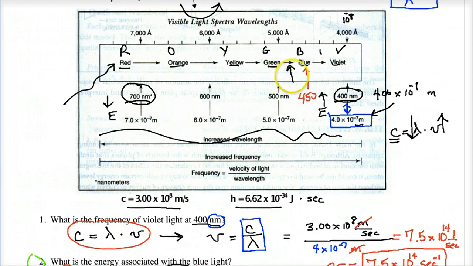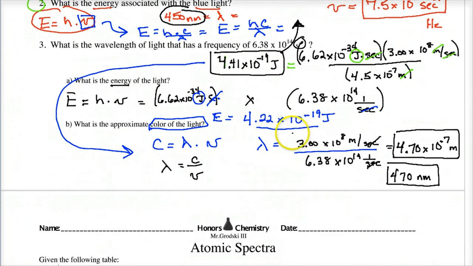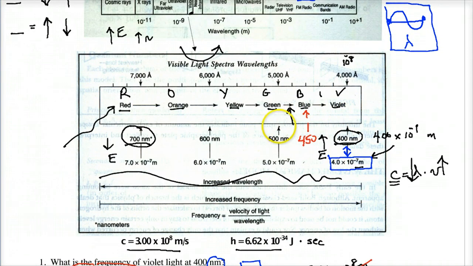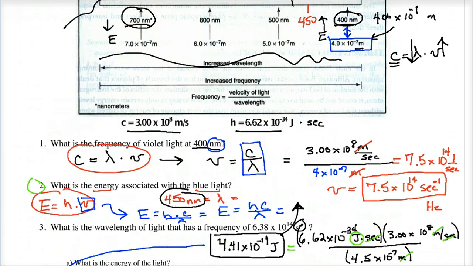So is that turquoise? Is that blue? Is it green? Blue-green, assuming I made no mistakes. Let me just make sure I use the right number since I've got a lot of stuff going on here. 6.38 is my frequency, speed of light. Yeah, it looks like I did everything right. Here it was this times this, so I got 4.2. That's the energy. Yeah, looks like I did everything right. Okay, so that's it. 470 nanometers, and that would have to be somewhere in the range of green, or blue-green. I don't know exactly.